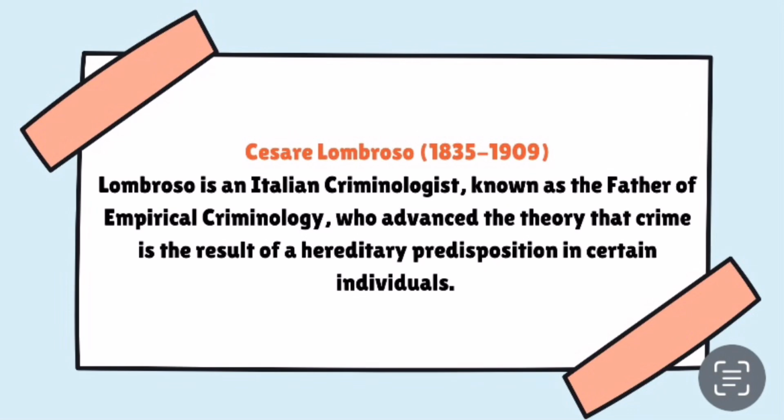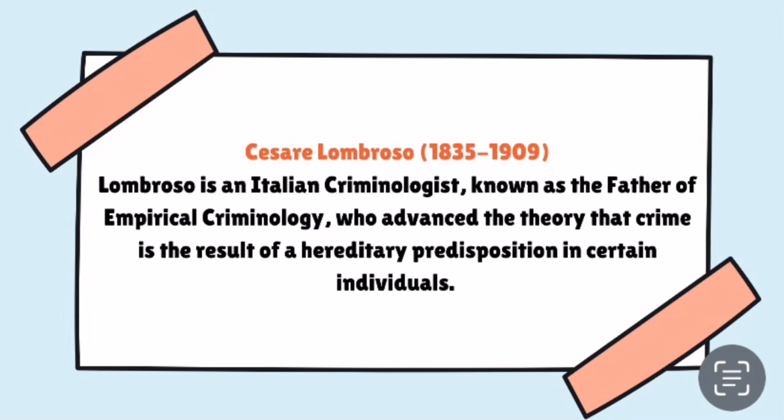Lombroso is an Italian criminologist known as the father of empirical criminology, who advanced the theory that crime is the result of heredity, predisposition, and certain individual traits. Cesare Lombroso believed that the true criminal could be recognized by observing definite physical features and traits, including a long lower jaw, an asymmetric cranium, and other noticeable characteristics.